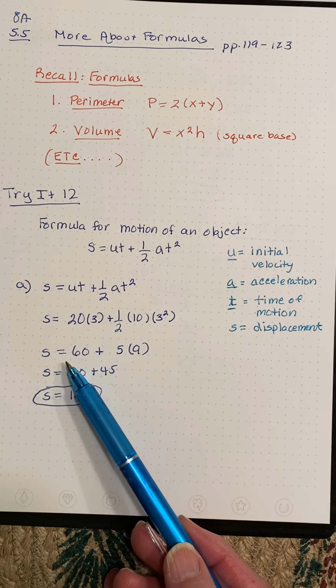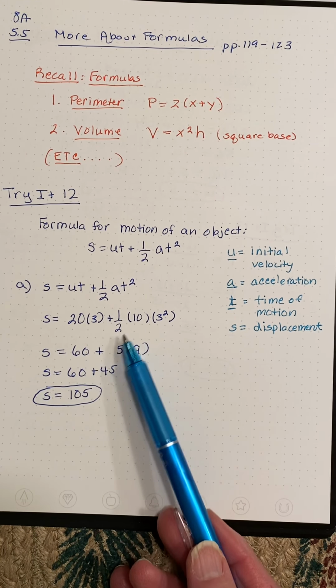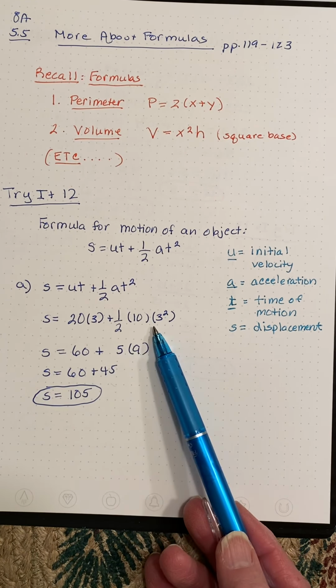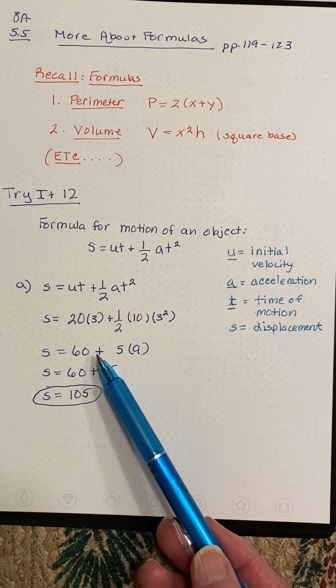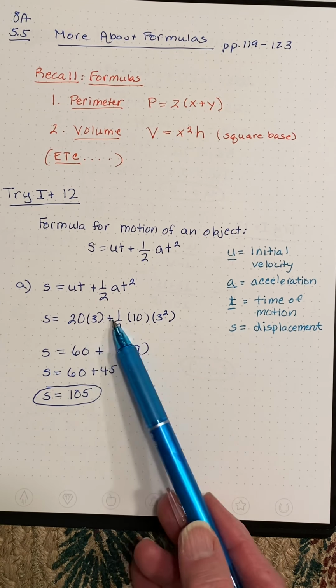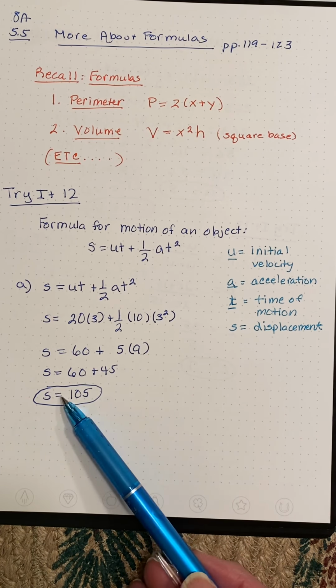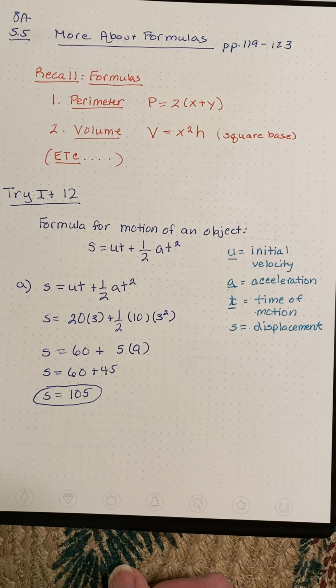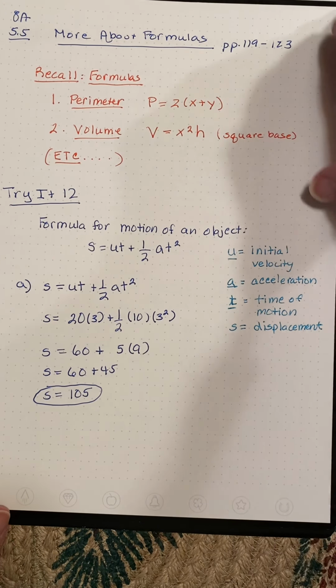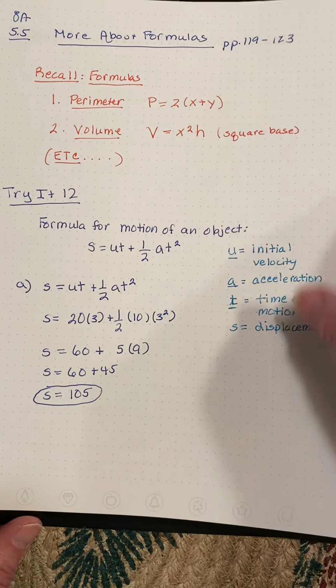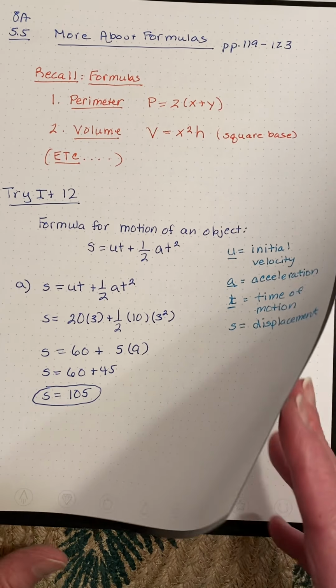So, of course, 20 times 3 is 60. Half of 10 is 5. And 3 squared is 9. I add this part to that part, so 60 plus 5 times 9, which is 45. My answer is 105. So that was pretty straightforward. If I went too fast, please rewind and watch again.